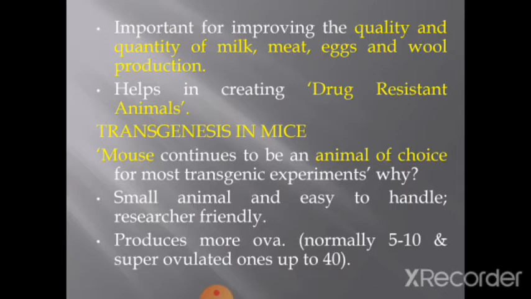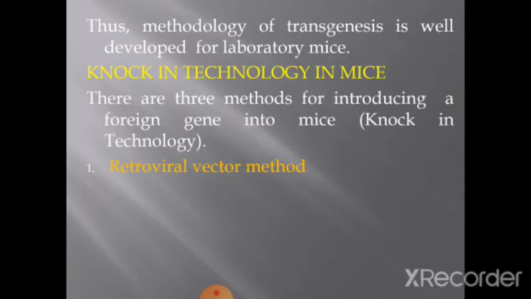On the other hand, if you make them superovulate, it is possible. I will tell you how they can be made to undergo superovulation. If you make them superovulate, they can produce as many as 40 ova. This is the reason why, again, they happen to be the animal of choice. Thus, the methodology of transgenesis is well developed and standardized for laboratory mice and rodents.